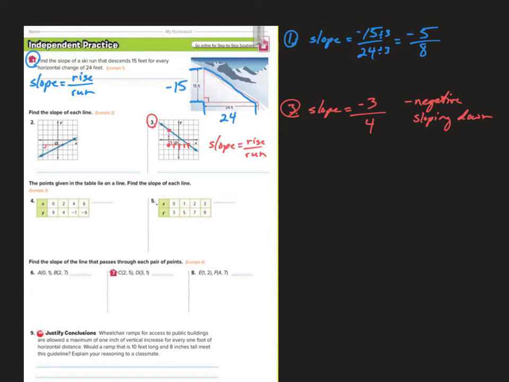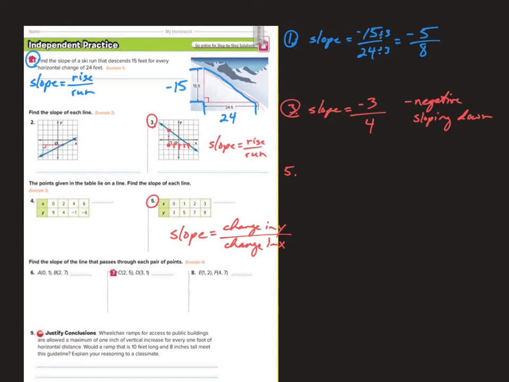All right, number 5. For example, number 5, we're using the change in y over change in x strategy. So change in y over change in x. And remember, you can take any 2 sets of points from the table, and as long as you subtract them in the appropriate order, you'll get the correct slope.